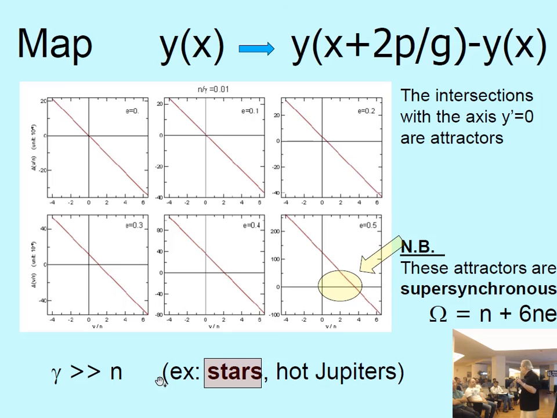And when we compute this offset in this derivative, what we find is exactly the same result that we have shown yesterday in Darwin's theory. The equilibrium does not happen with omega equal to n, but omega equal to n plus 6 n e squared. So the equilibrium solution is not one in which the angular velocity is equal to the mean motion, but it is super synchronous. It is a little bit faster. And how much? Exactly what is predicted by Darwin's theory. Caution. Two things that I have not yet told, but I tell now. This plot was done for gamma much larger than n.